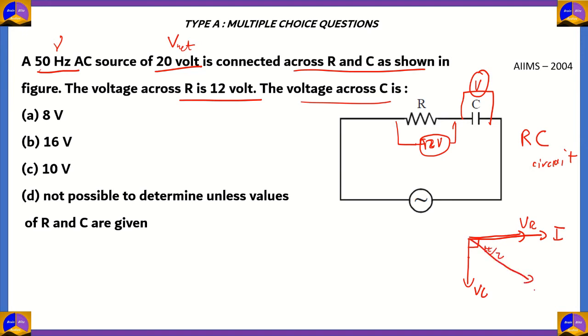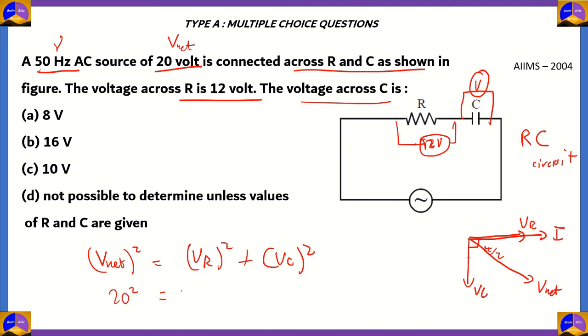So therefore, we'll need to find a value V net, which is the resultant vector of the two potential differences. So let's consider that as V net. So our equation will now be V net the whole square is equal to VR the whole square plus VC the whole square. So 20 square is equal to 12 square plus VC the whole square.